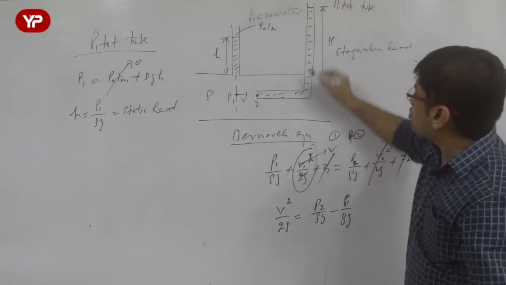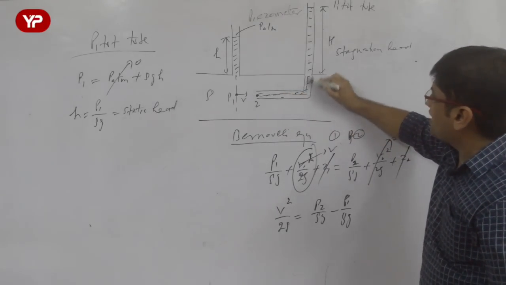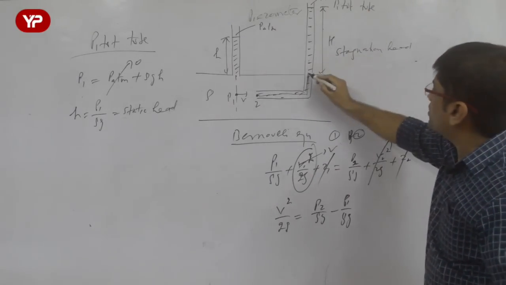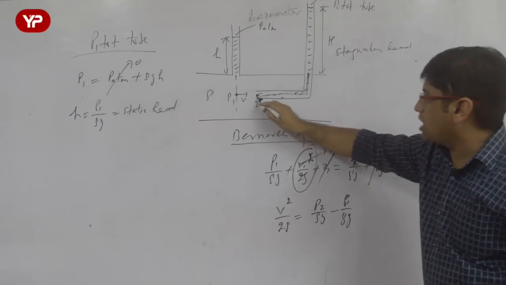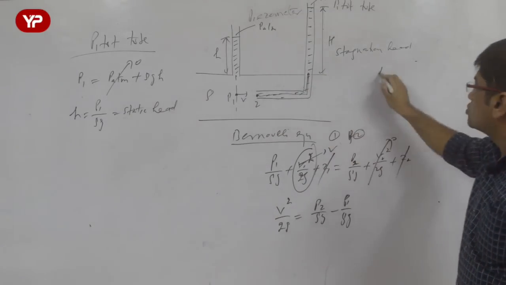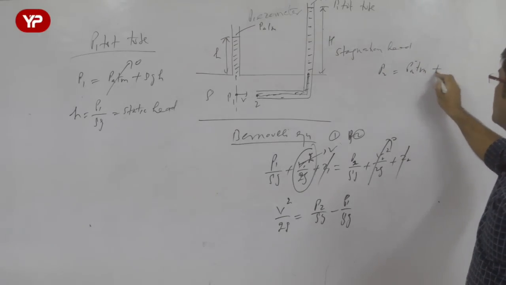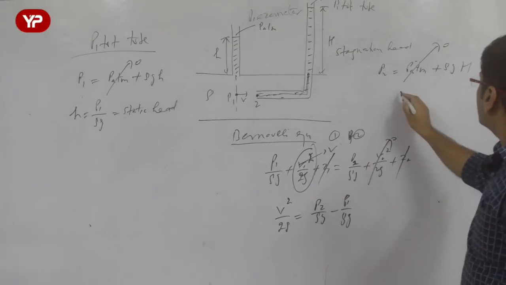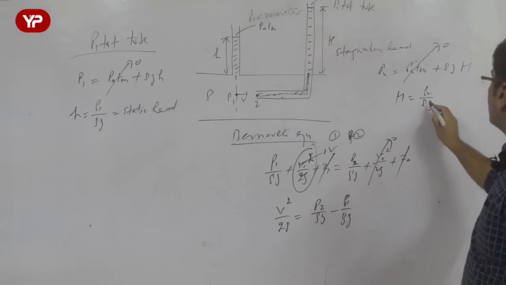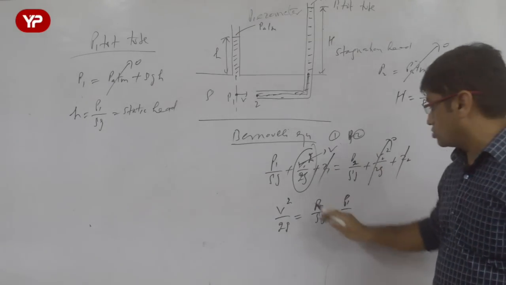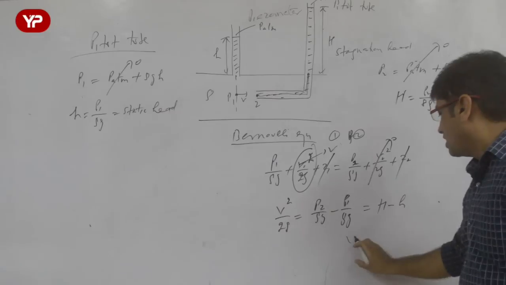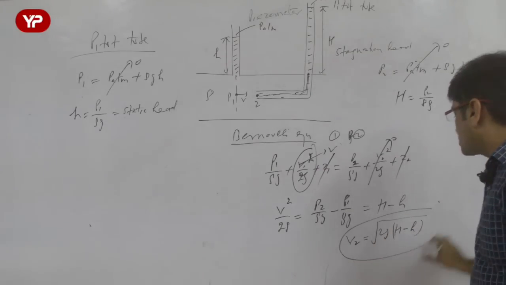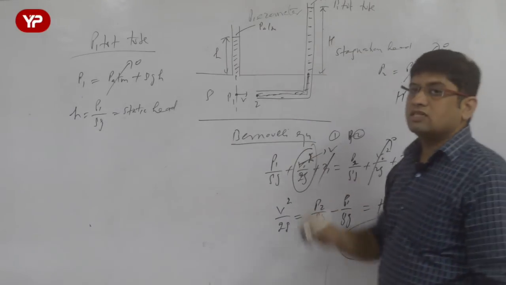And you know what is P2 by rho g? I am assuming that the pressure here is atmospheric, and this height I am neglecting, that is not significant. So let's say the pressure here is P2, the same as this pressure. So P2 is equal to P atmosphere plus rho g into capital H. If I take this as a reference, I get capital H is P2 by rho g. That means this is the stagnation head. So I replace it as capital H minus small h, and V is equal to root of 2g times (capital H minus small h). This is the velocity of flow which this pitot tube has measured.